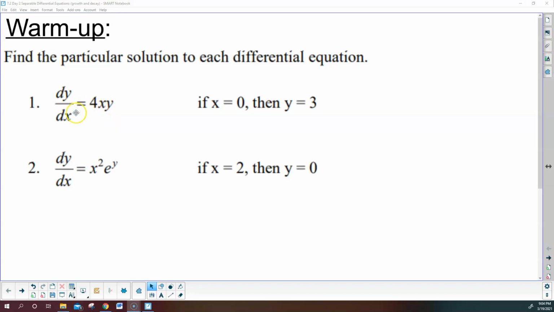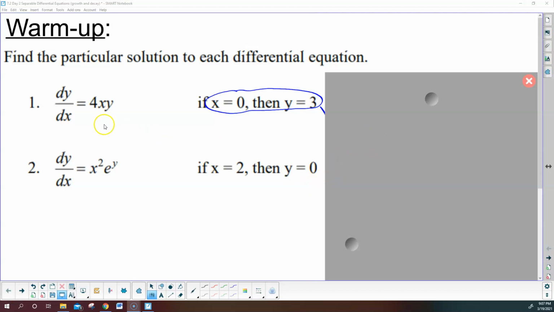This might take a couple of minutes to work through, but these are really good ones to work on, and we're looking for the particular solution to the differential equation. Here's the differential equation and the initial condition that's given. So go ahead and work on these two. Press pause in the video, and then I'll go over it shortly.